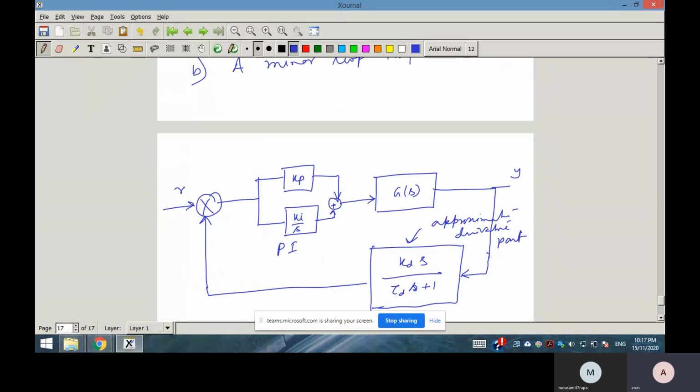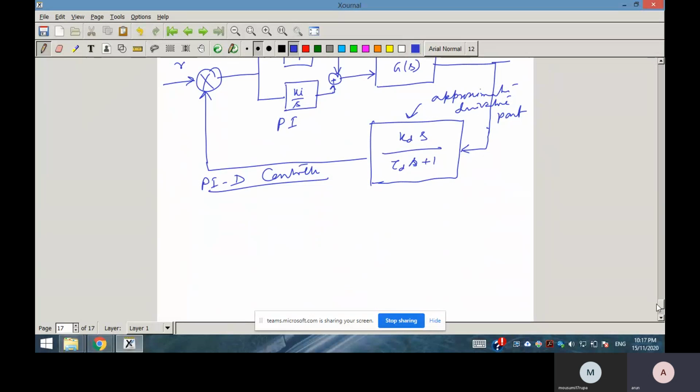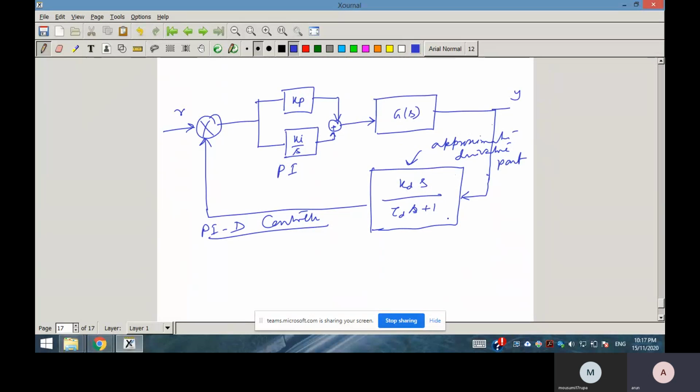This is called PI-D control. Why a PI-D controller? Because the PI part and the D part are separated. So it is called minor loop implementation. It takes care of both.